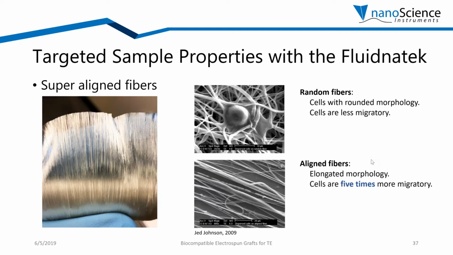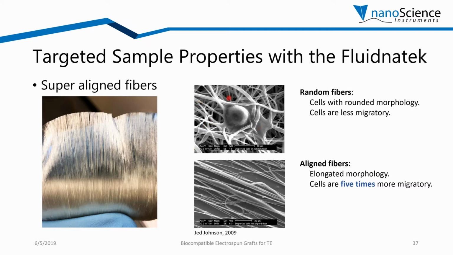With all these previous accessories, we can target specific sample properties using the Fluidnatek. When the conditions are right, we can obtain what is known as super aligned fibers, which are in this really nice image on the left. These fibers are typically stronger than randomly oriented fibers, and they can be used for neurological applications. As you may suspect, cell proliferation is affected by fiber orientation. If we seed cells onto random and aligned fiber orientation, we can see the morphology of the cell can change.